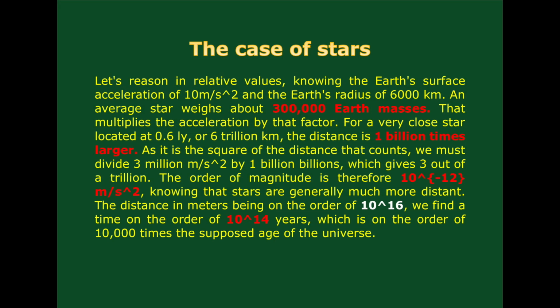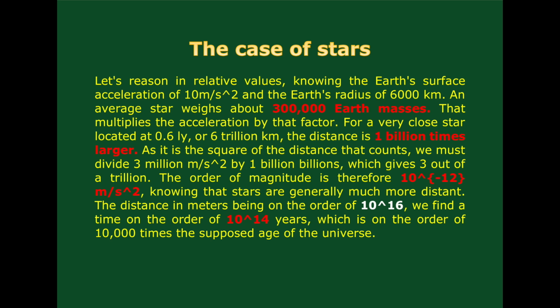Case of stars. Let's reason in relative values, knowing the Earth's surface acceleration of 10 meters per square second and the Earth's radius of 6,000 kilometers. An average star weighs about 300,000 Earth masses. That multiplies the acceleration by that factor.